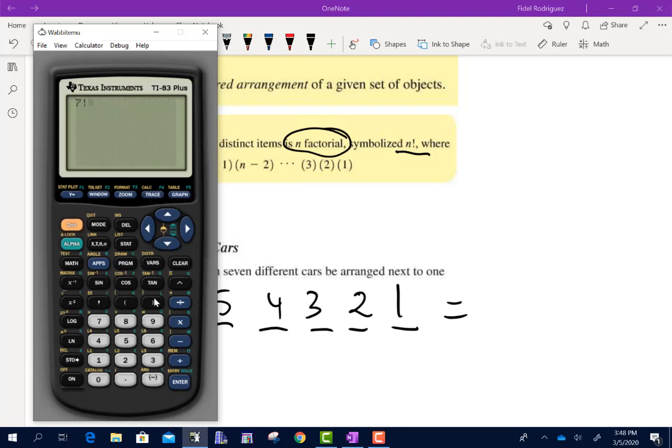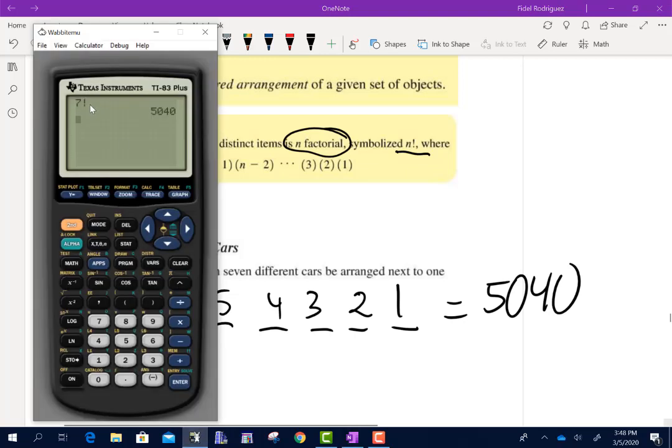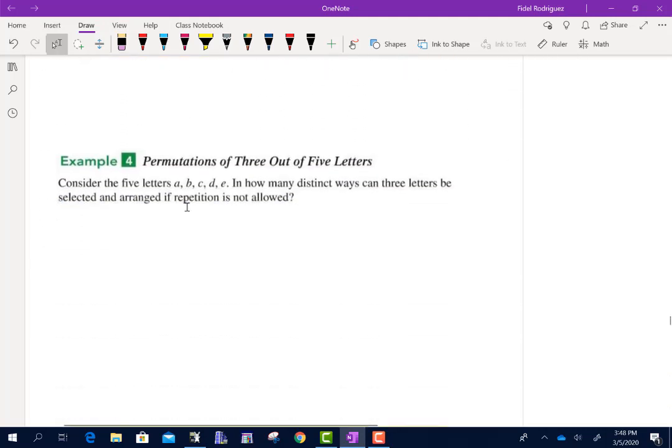If you notice, it has 7 with the exclamation point. And here's my answer, 5,040. All we really did is take 7 times 6 times 5 times 4, all the way down to 1. But my answer here is 5,040. So guys, on your calculator, I'm going to ask you to look for where you see that little exclamation point. And I'll see in a little bit if I can show you where you can find that on different calculators. All right, let's see.